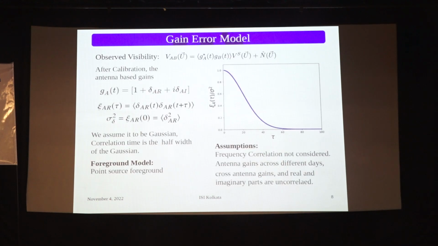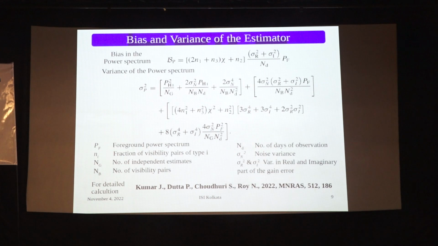So using these gain error models and having a foreground model, we propagate these errors and calculate the bias and the error in the power spectrum. After some hard work, we find these analytical expressions for bias and variance. Here this BP shows the bias in the power spectrum.